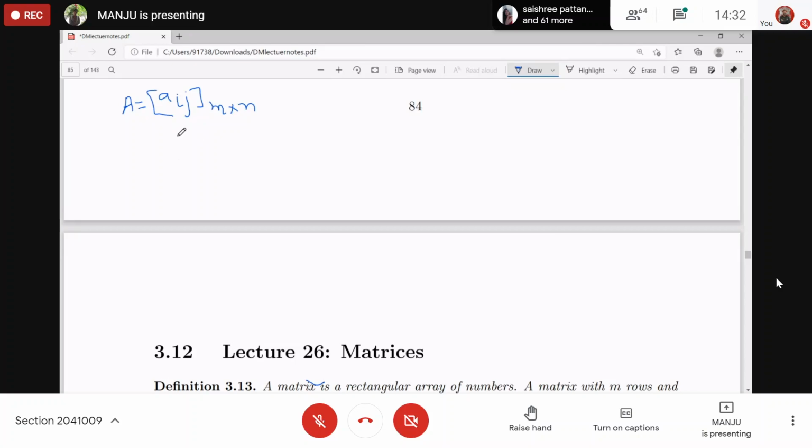Yes, ma'am. So if you have B, also Bij, with the same number of rows and columns, when do you say A is equal to B? If the order of the matrices is the same, what else should be the same? The corresponding elements, that is, Aij is equal to Bij for all i and j. Then you say A is equal to B. And a square matrix you already know, if m is equal to n.